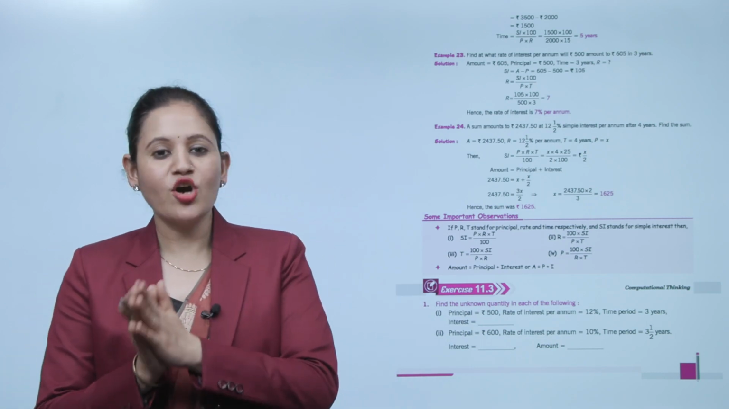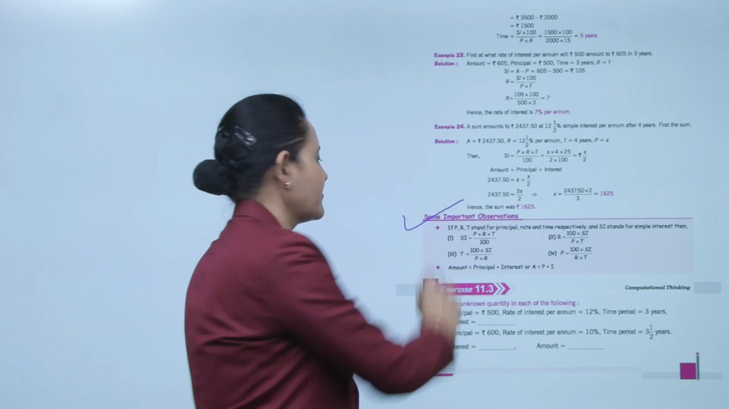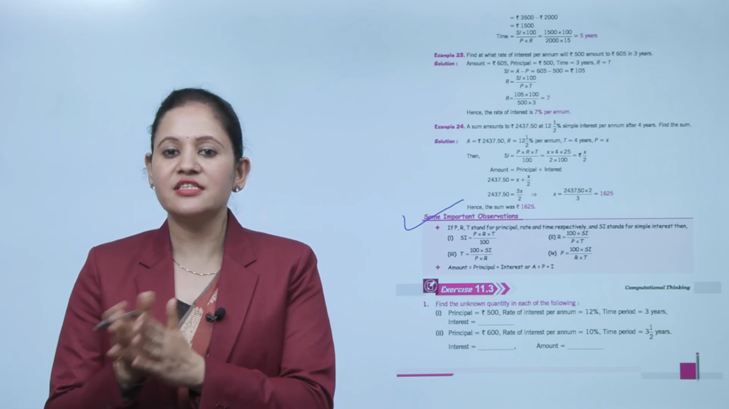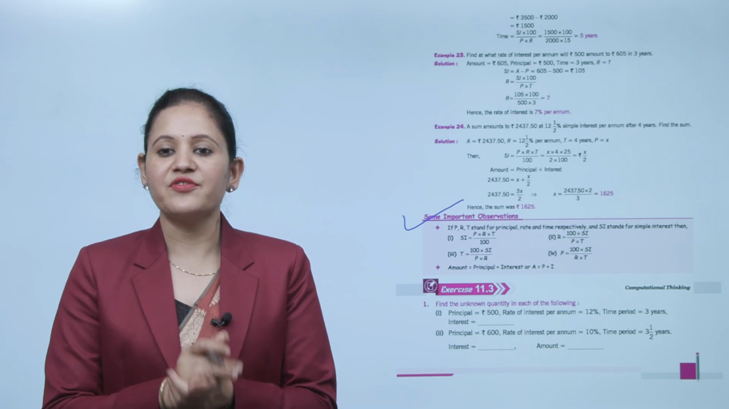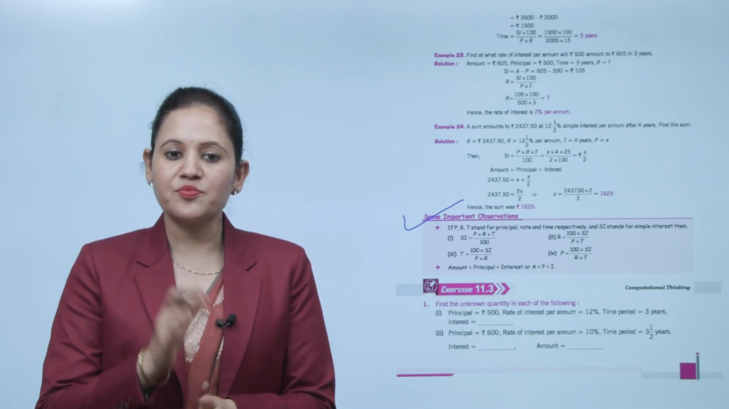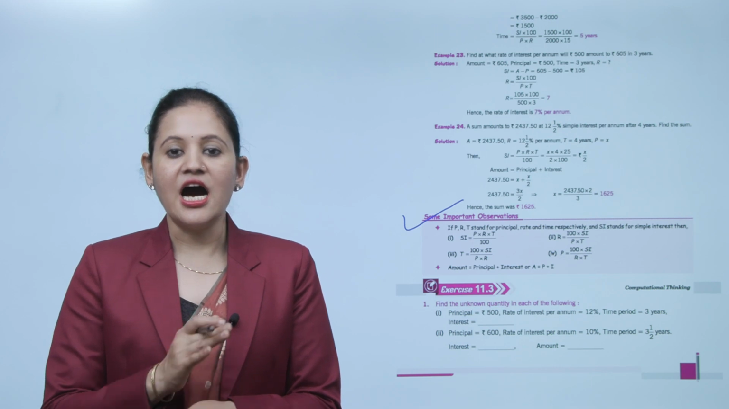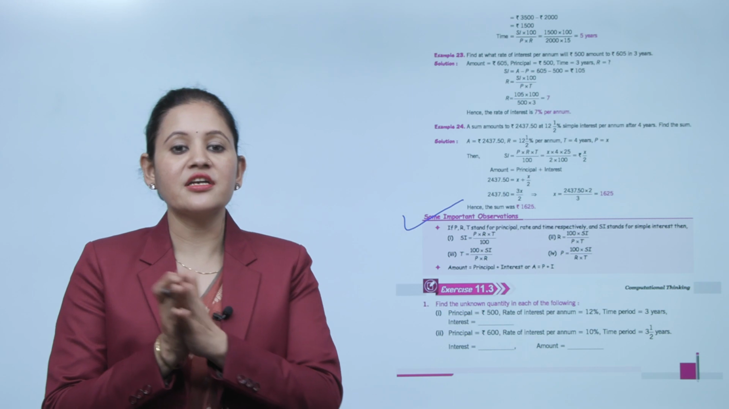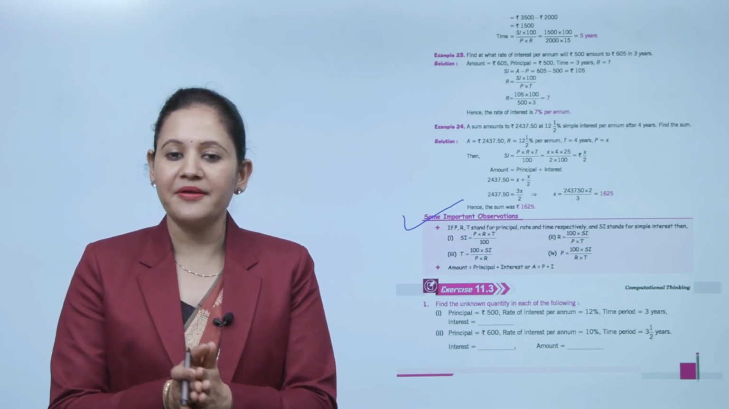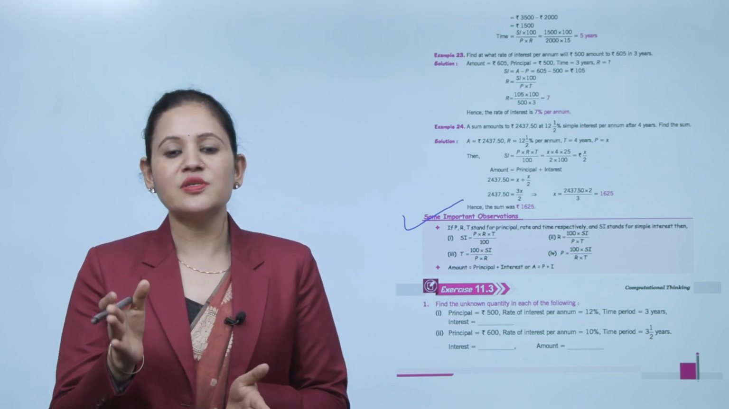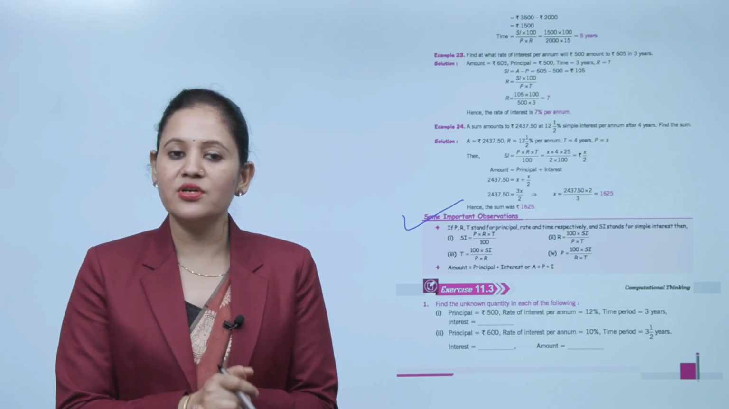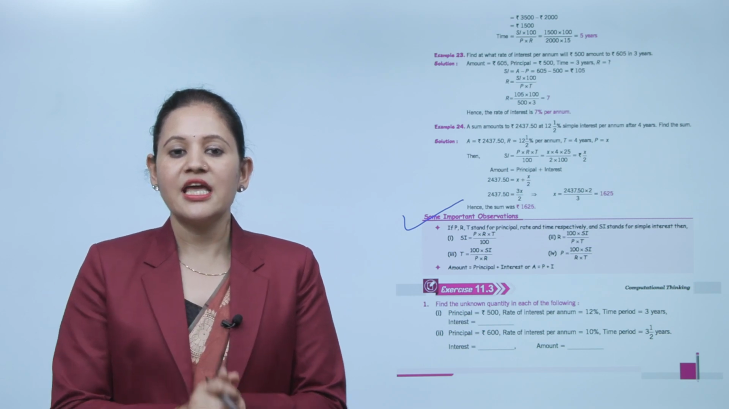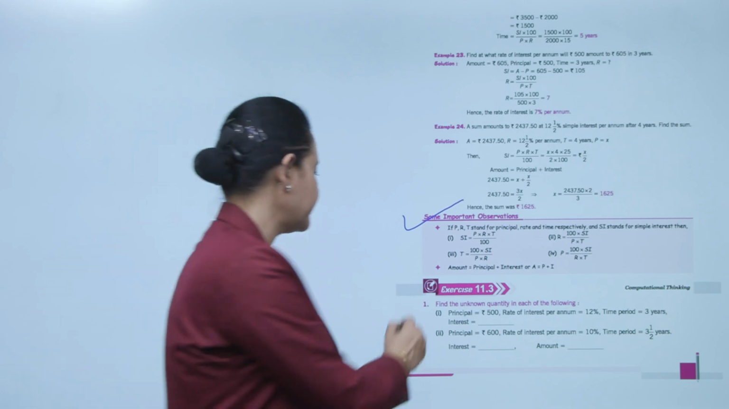Next are some important observations. If P, R and T stand for principal, rate and time respectively, then SI stands for simple interest. Simple interest equals P into R into T upon 100. R equals 100 into simple interest upon P into T. T equals 100 into simple interest upon P into R. P equals 100 into simple interest upon R into T. Amount equals principal plus interest, A equals P plus I. Next is exercise 11.3.